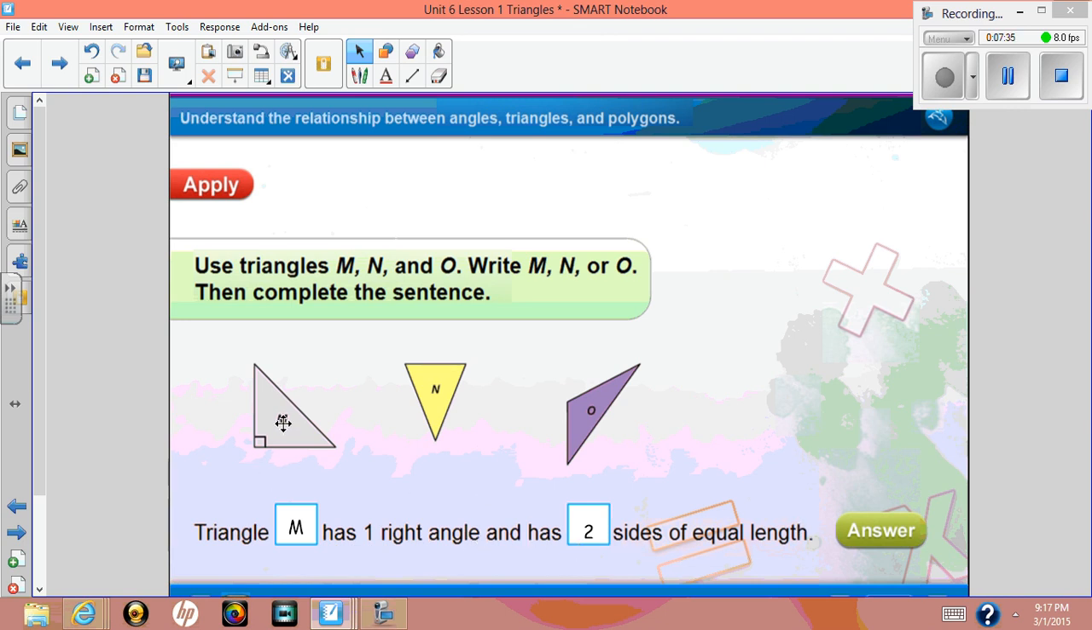Well, the only triangle that has a right angle is M, and it has 2 sides of equal length. Let's check and see if our answer is correct. M and 2.